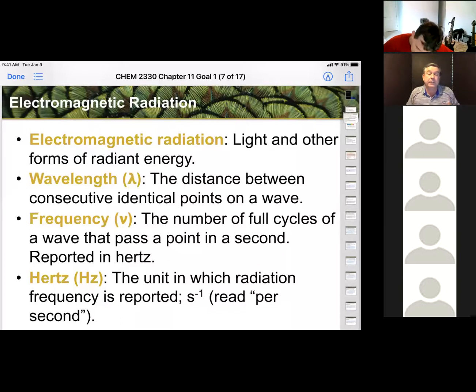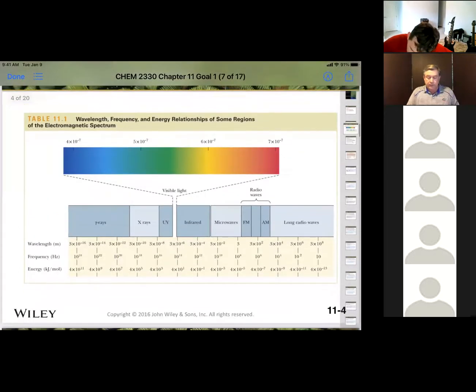It's either the HC or it's reported as s to the -1, which is 1 over s. So it's per second, okay? Those are important to know because the range of what the electromagnetic radiation is useful for changes based on the frequency, okay?